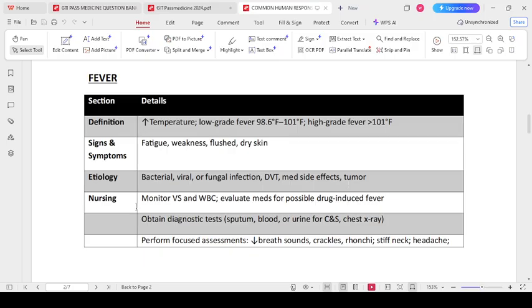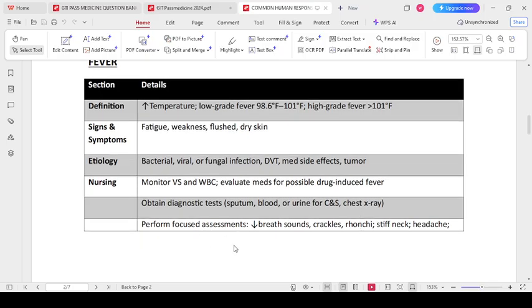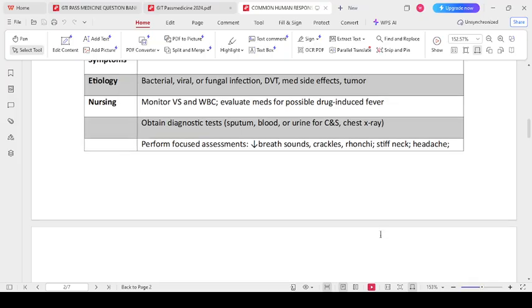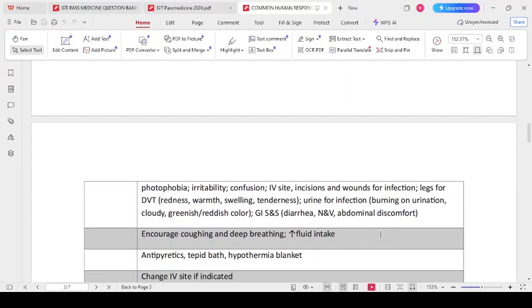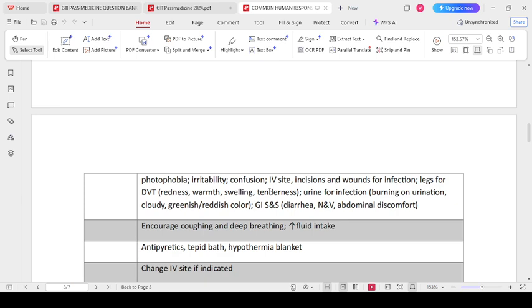Now a nurse can monitor vital signs and WBC count through CBC. Evaluate medicines for possible drug-induced fever. Obtain diagnostic tests like sputum specimen, blood specimen, and urine sample for culture and sensitivity, or chest X-ray to evaluate the causes of fever. Perform focused assessments like decreased breath sounds, crackles, rhonchi in case of chest diseases, stiff neck and headache, photophobia, irritability, and confusion in case of any CNS or central nervous system diseases like meningitis, encephalitis.